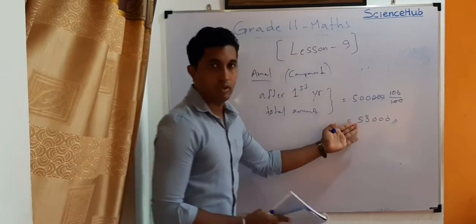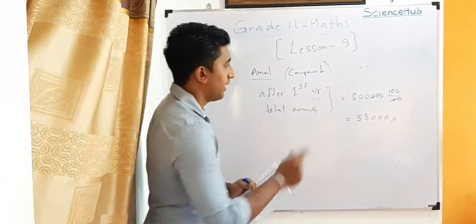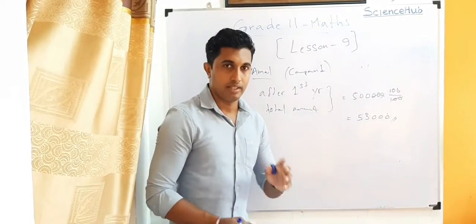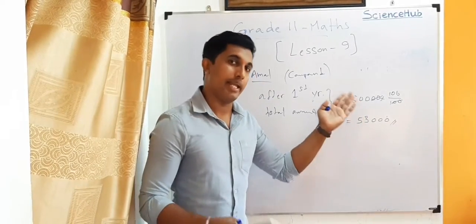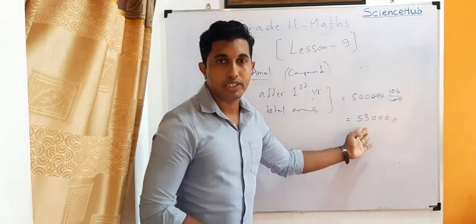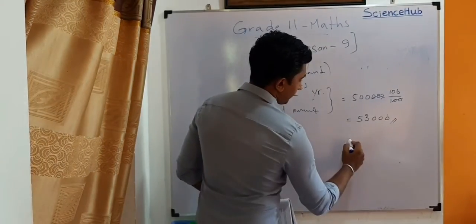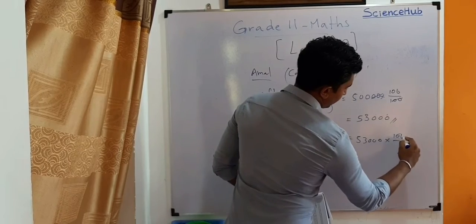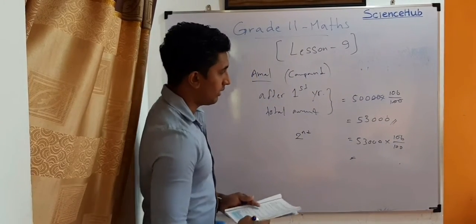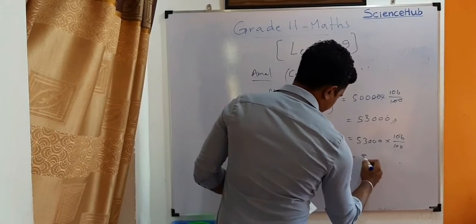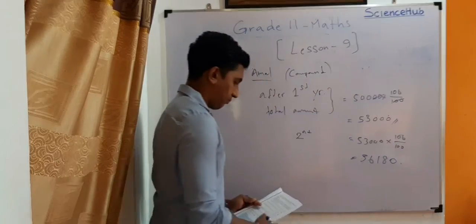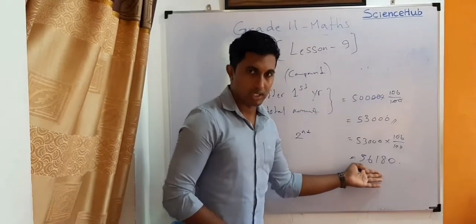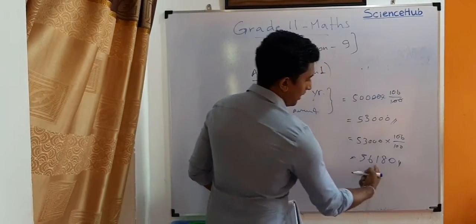Okay, now this is for the first year. For the second year, capital will change. Capital will change to 53,000. Why? At the beginning of the first year, 50,000 is the capital, and at the beginning of the second year, 53,000 is the capital. Therefore, after the second year, 53,000 into 106 out of 100, it's 56,180. 56,180 after the second year, the total amount.